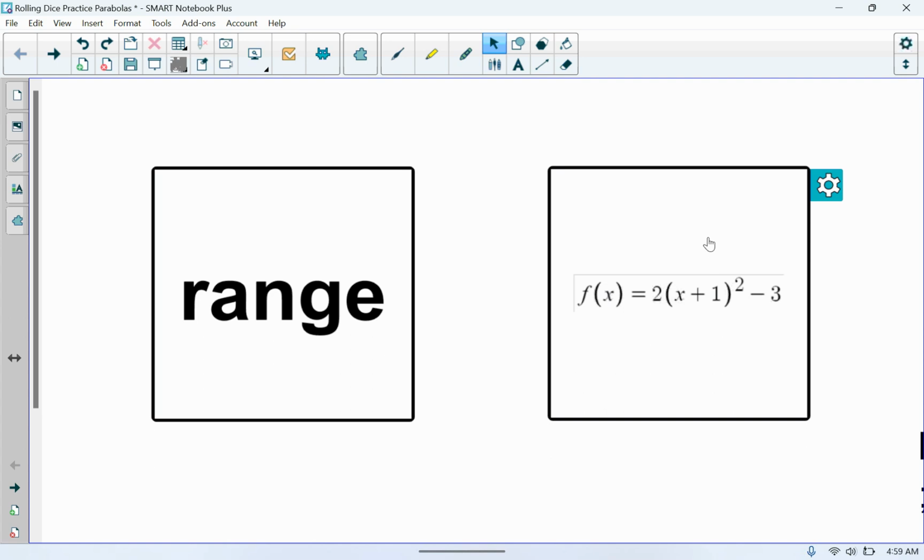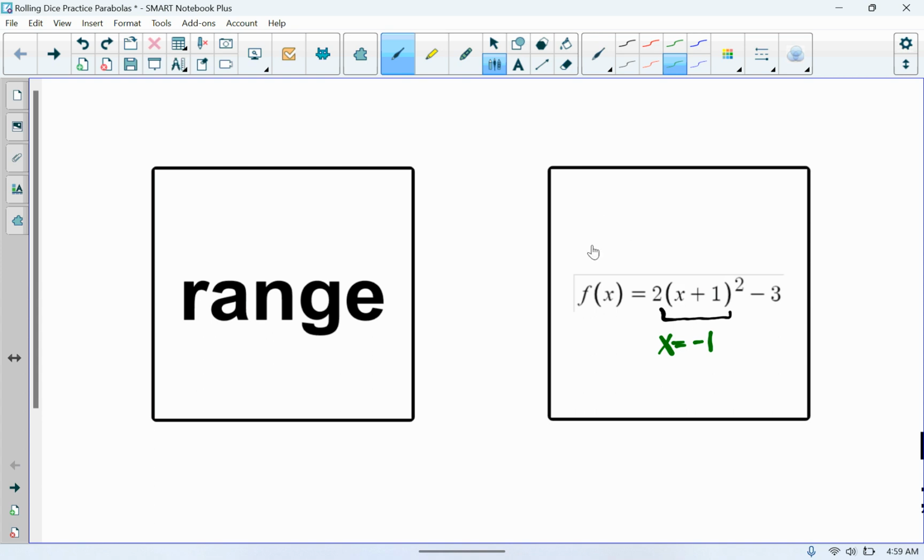All right, we have to find the range, which means that we want a set of all of the y values that are possible to get, or possible outputs, when we graph our parabola. A parabola is given to us in vertex form. We see parentheses. So we're going to ask ourselves what x value makes that parentheses equal to 0? And the x value is negative 1.